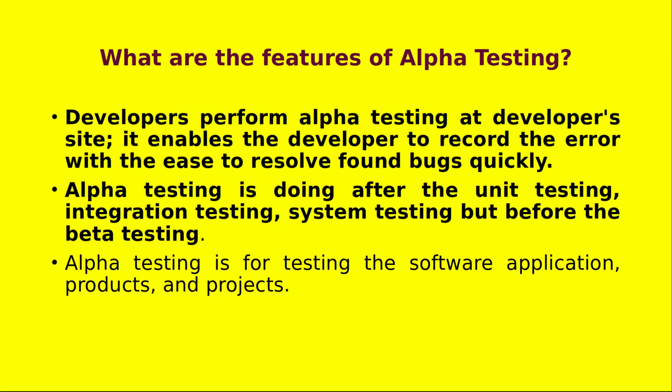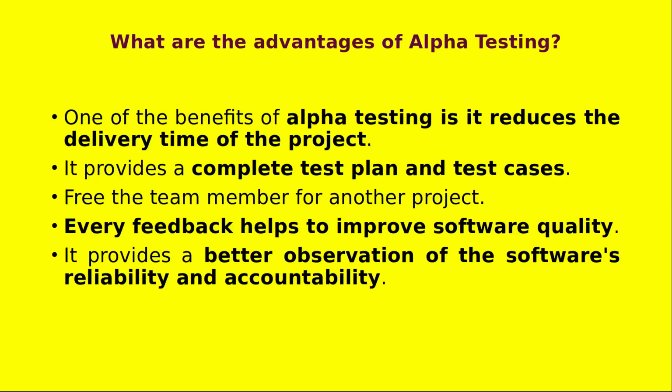Alpha testing, as we already saw, is on the developer side. Then what are the advantages? Alpha testing reduces the delivery time of the project. It provides a complete test plan and test cases, and feedback. So we find the errors and get feedback from the developer. It will improve the software quality. It provides better observation of software reliability and accountability, so it gives a good observation report for the software.